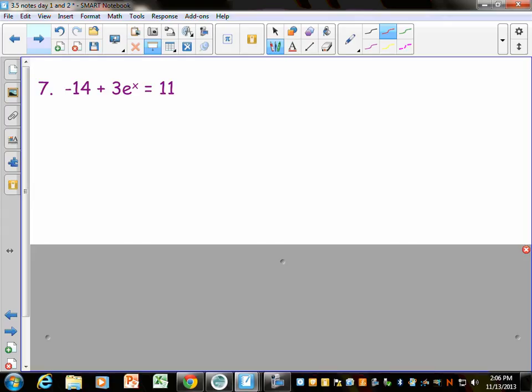So I'm going to add 14. And I get 3e to the x equals 25. And you could ln at this point, but I think the better choice is get e all by itself. So I'm going to divide by 3. And I get that e to the x, do not write that as a decimal, is 25/3.